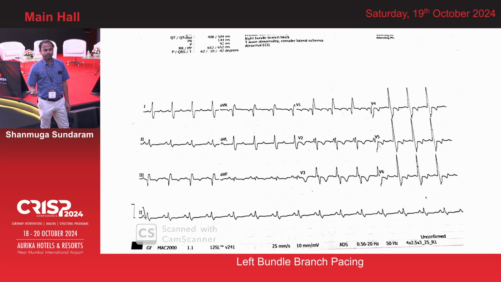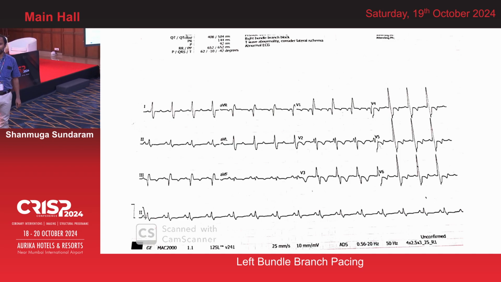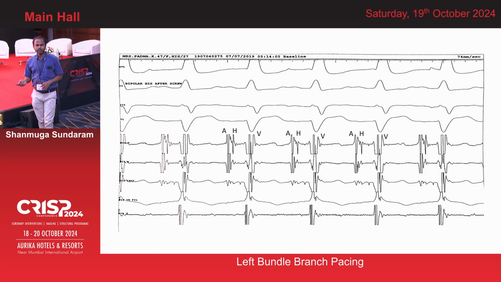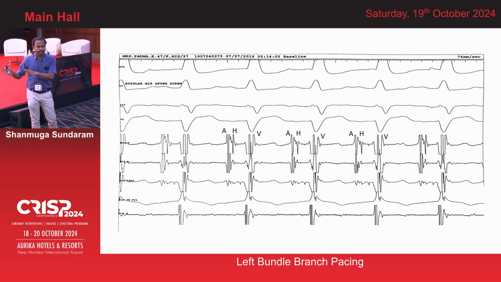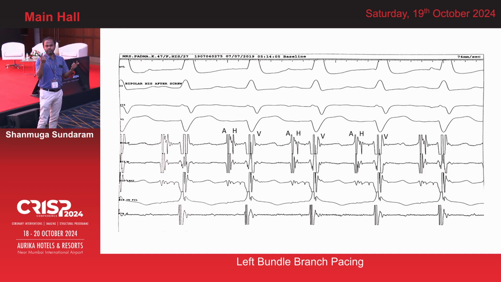So this is all about the left bundle, but when it comes to the right bundle, the majority of patients will have a normal HV interval, but you can still see patients with a prolonged HV interval in conduction system disease. These are the groups where, if they have associated left ventricular dysfunction, you can do conduction system pacing and still improve the ventricle.